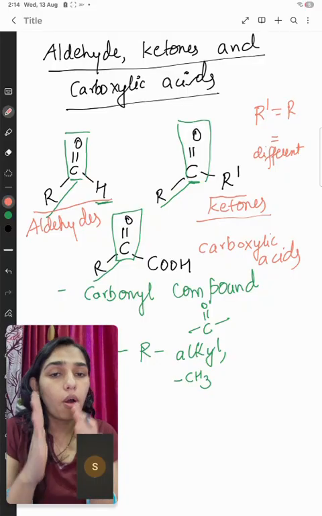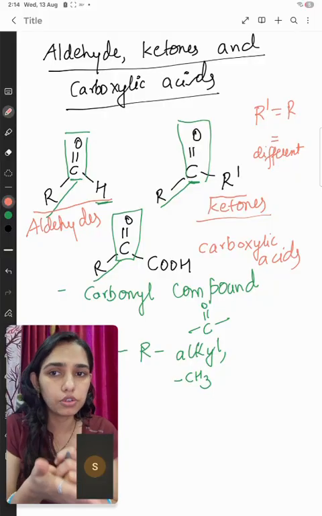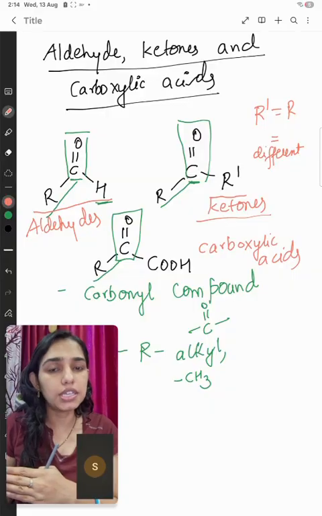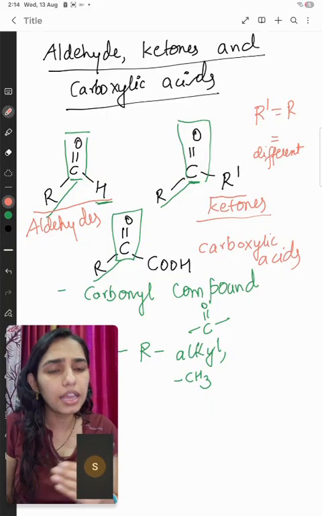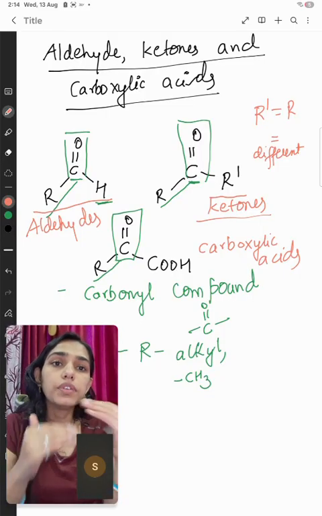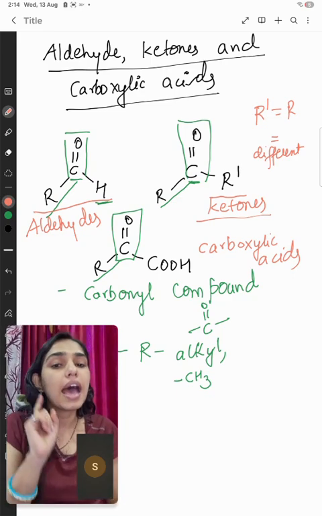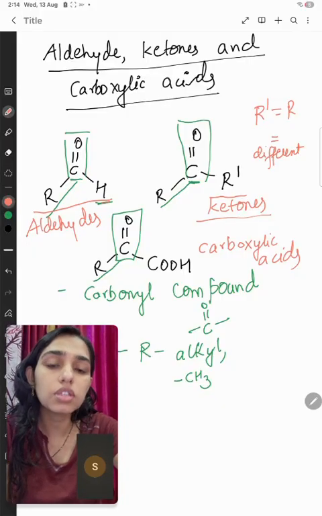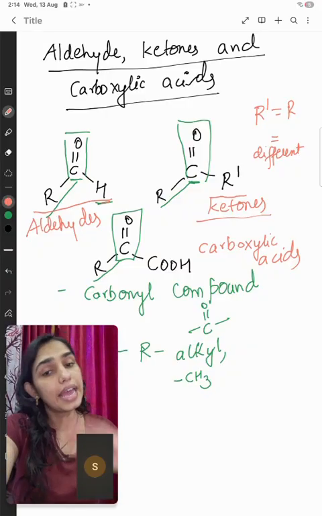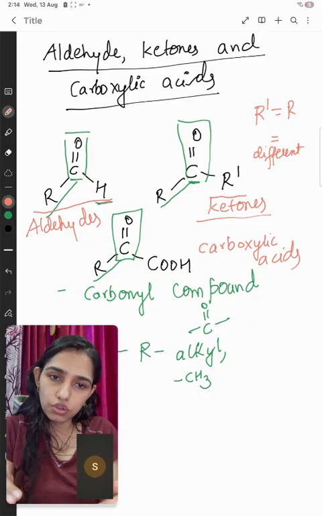So quickly, all the three are carbonyl compounds. What is the carbonyl group? C double bond O. All the three have it. Next similarity, the third position of the carbon is being satisfied by R. What is R? Any alkyl group. And now comes the difference, how you will distinguish which one is aldehyde, which one is ketone, which one is carboxylic acid. Aldehydes have H on the fourth valency of carbon, whereas ketones have another alkyl group, and carboxylic acids have the COOH group.